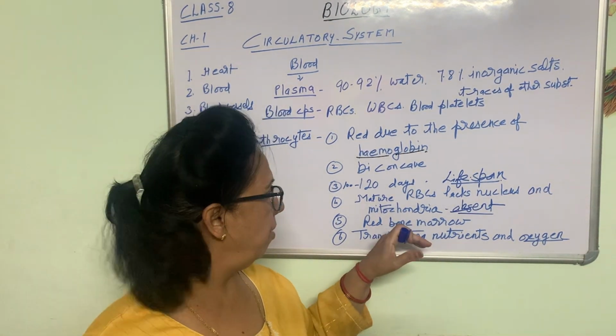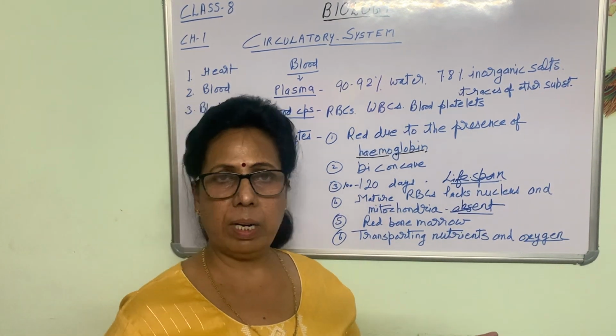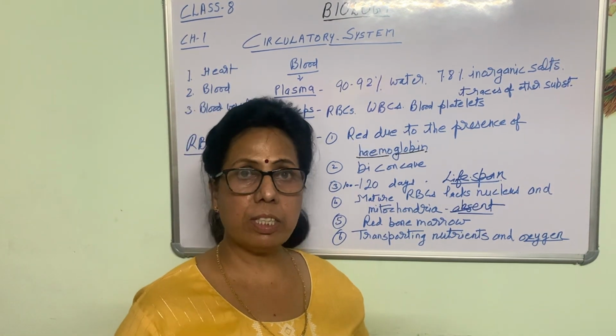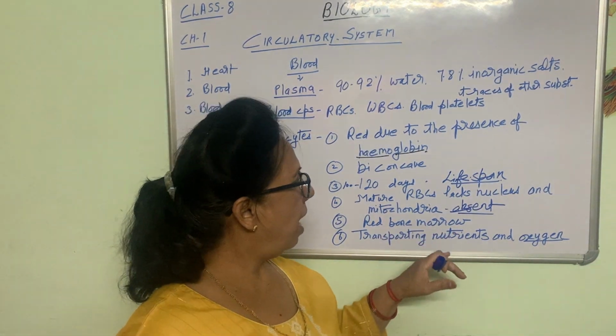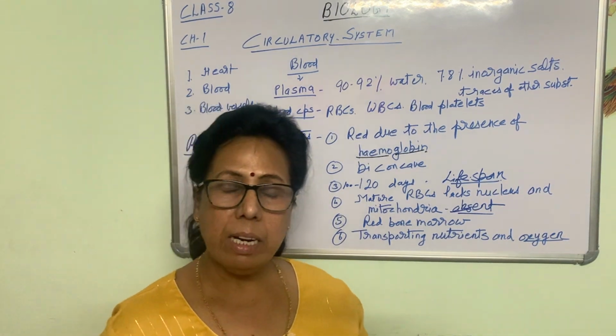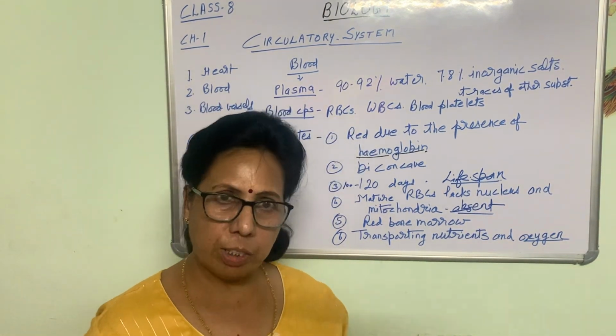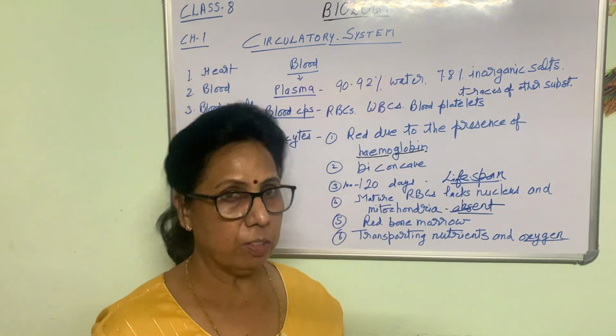They are found in red bone marrow, that is actually in the long bones, your limbs, hands and legs. Under these long bones they are produced, and they help in transporting the nutrients, mainly oxygen. Oxygen supply takes place through the RBCs.